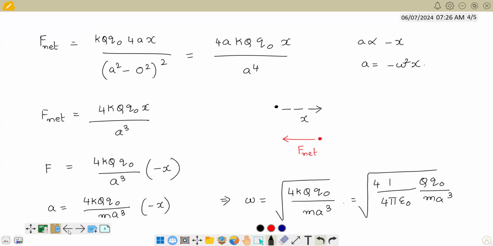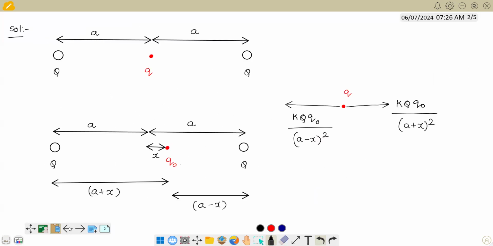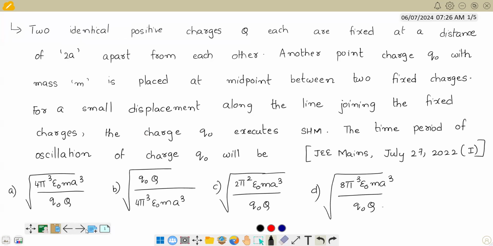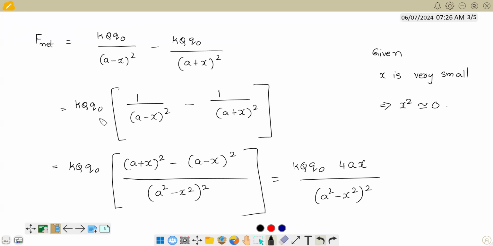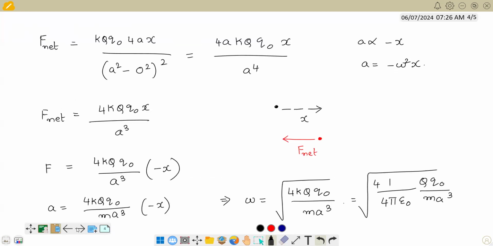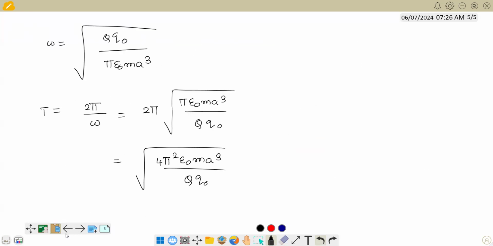I have solved it very slowly so that you understand step by step, but practically while solving, we can solve this problem even faster. We don't need to draw this diagram this neatly. We can directly start solving the problem. And this is how we get it.